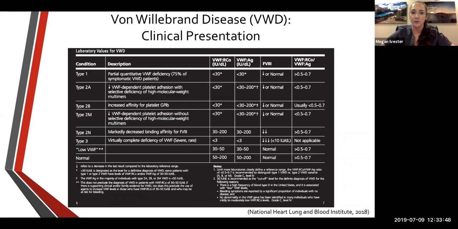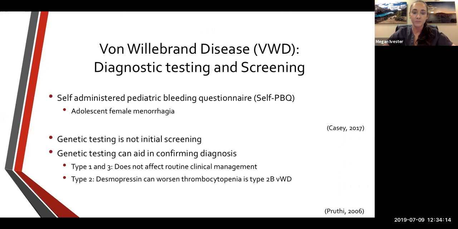This chart just shows the difference in the types. You'll see on the left your different conditions with all the different types. Type 2 is broken down into 2A, 2B, 2M, and 2N. And from there, on the right, you have your different assay results and what you're going to see differentiating the different types. And in the middle, the description is just going to help differentiate those types as well.